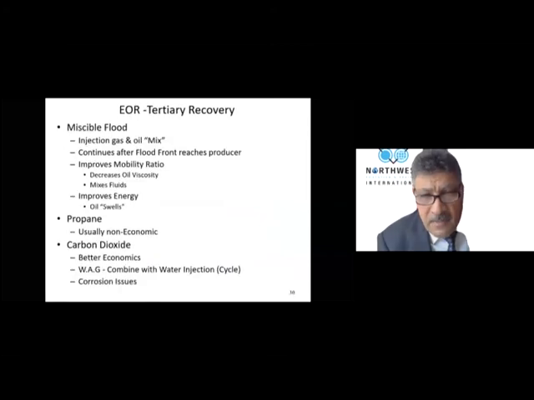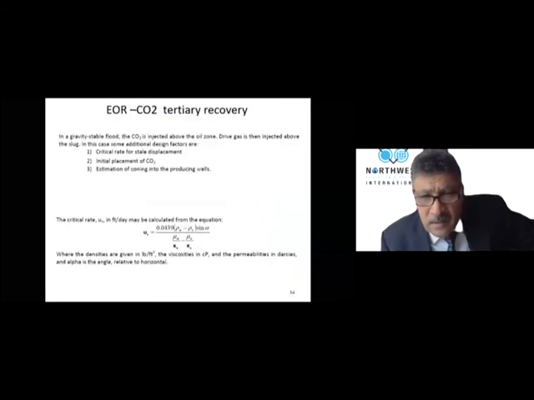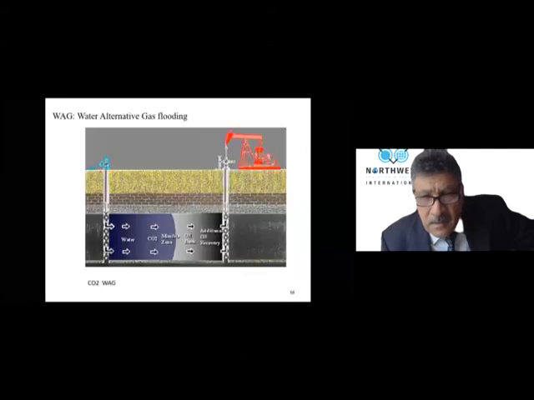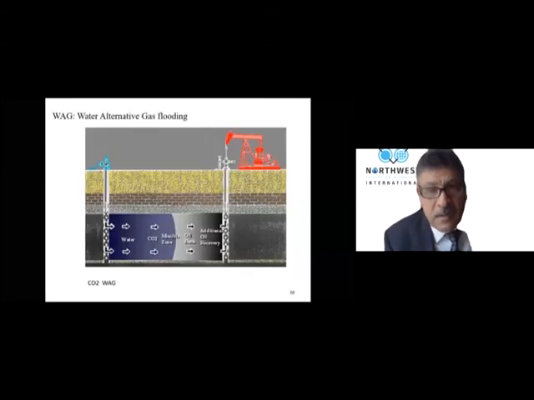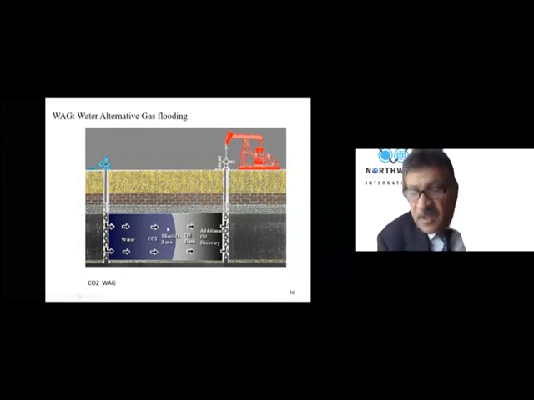I'm looking if I have a slide on WAG. This is WAG. WAG, water alternate gas. In this case, you see, we have gas injection and water injection, if you have a gas cap and water drive.